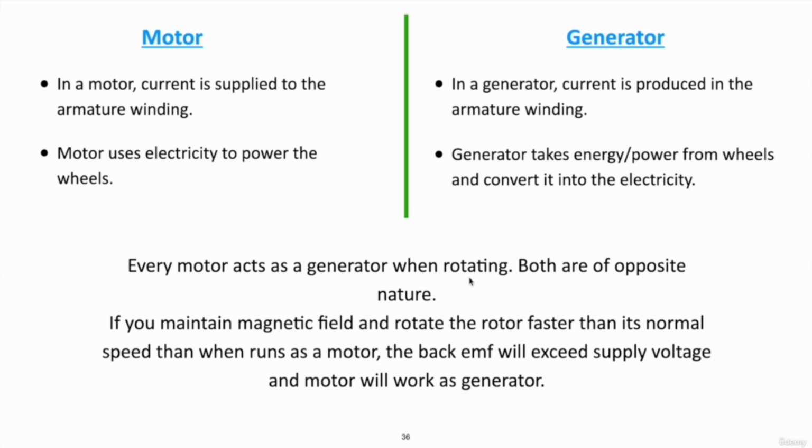Every motor acts as a generator when rotating. Both are of opposite nature. So this is very important. You think that these two are different, but motor and generator are the same. If you maintain the magnetic field and rotate the rotor faster than its normal speed while running as a motor, the back EMF will exceed the supply voltage and the motor will work as a generator.